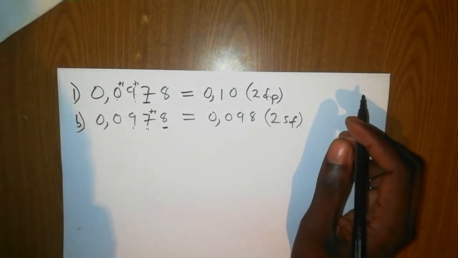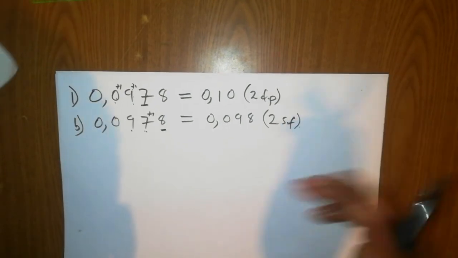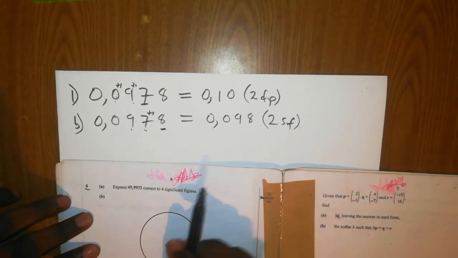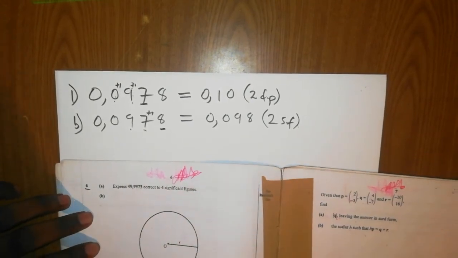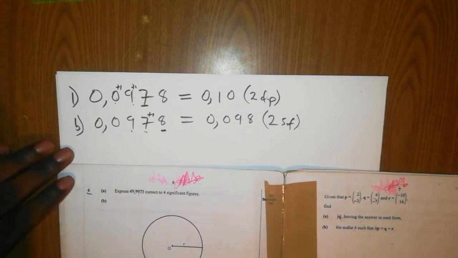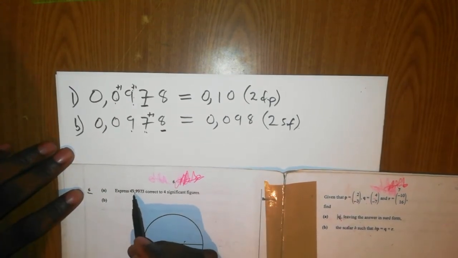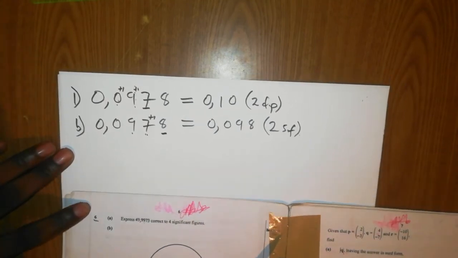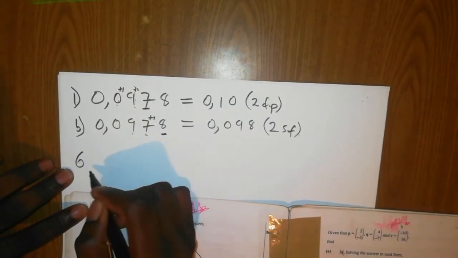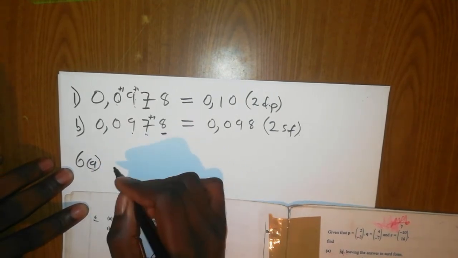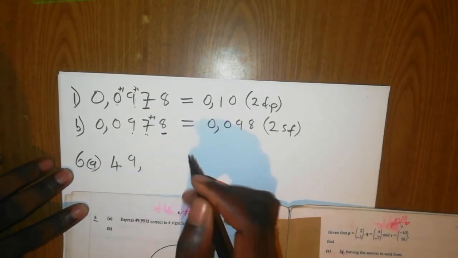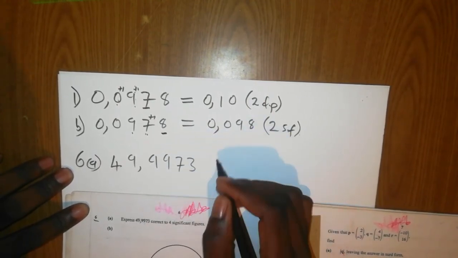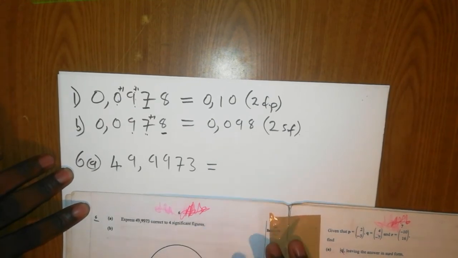So those are the basic principles. Let me give you the last one. I've got the last question here. It's November 2003, number 6. It says express 49.9973 correct to 4 significant figures. So it's number 6A here. 49.9973 correct to 4 significant figures.